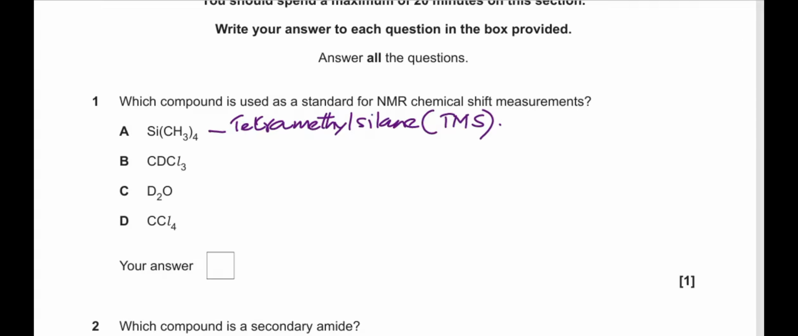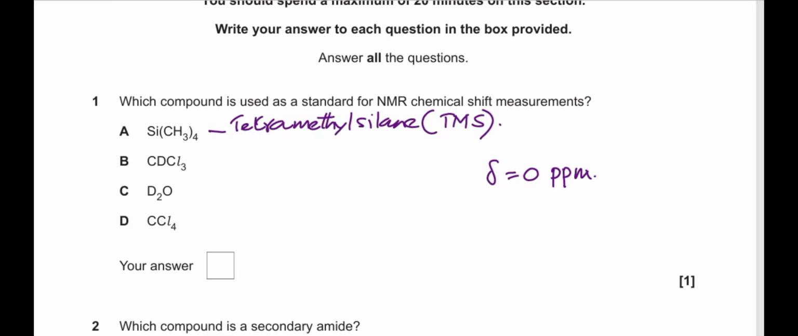There are a few reasons why TMS is the optimum compound for this. First and foremost, it produces a sharp non-fluctuating peak for carbon as well as for hydrogen environment, even if the concentration of the solution is low. Hence, the chemical shift created by TMS is calibrated as delta equal to 0 ppm. This helps to compare the peaks created by the other compounds.